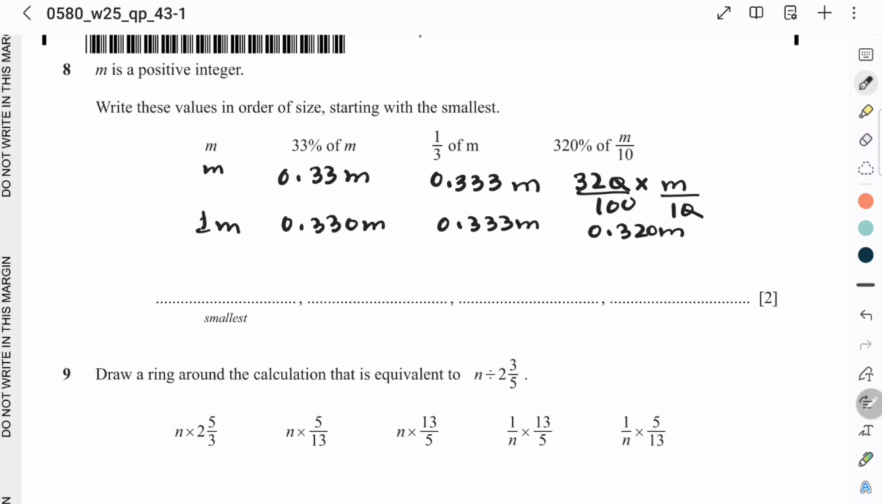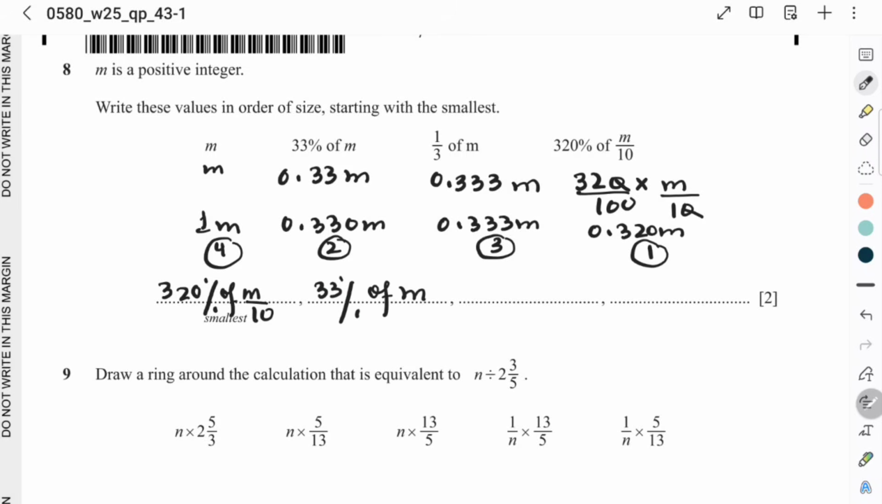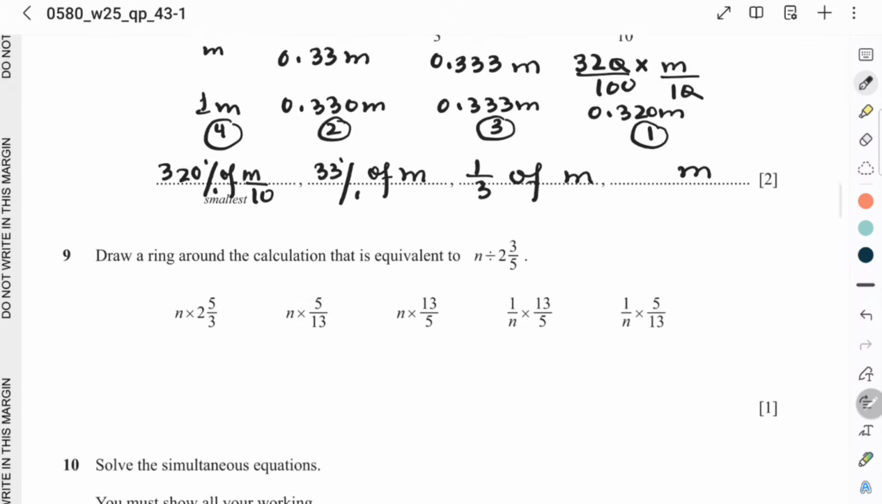Whenever I check, your first number is 320, the least value, and then you have 330 the second value, 333 is the third value, and the fourth value is only m. So just write down 320% of m upon 10, and the second one is 33% of m, the third one is 1 upon 3 of m, and the fourth number is m. Go to the next question.